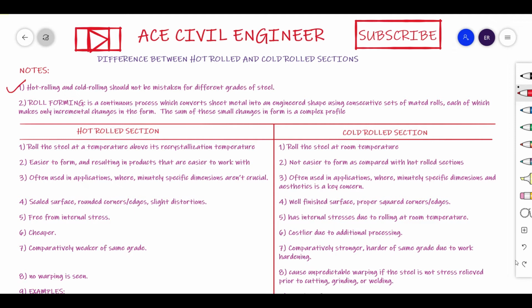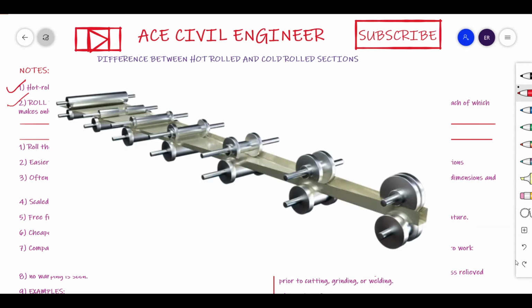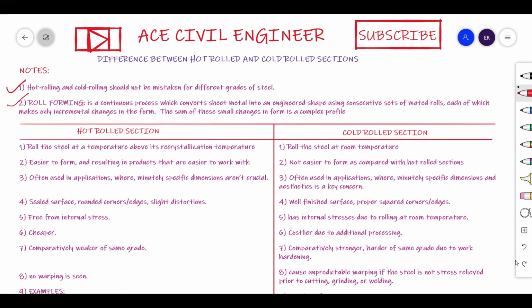Before starting, let us understand the meaning of roll forming. Roll forming is a continuous process which converts sheet metal into an engineered shape, like I sections, channel sections or angle sections, by using consecutive sets of matted rolls, each of which makes only incremental changes in the form. Once you sum up all these incremental changes, it leads to a complex profile, like H sections or I sections, any beam sections, column sections or bracing sections. So let us go into the differences.